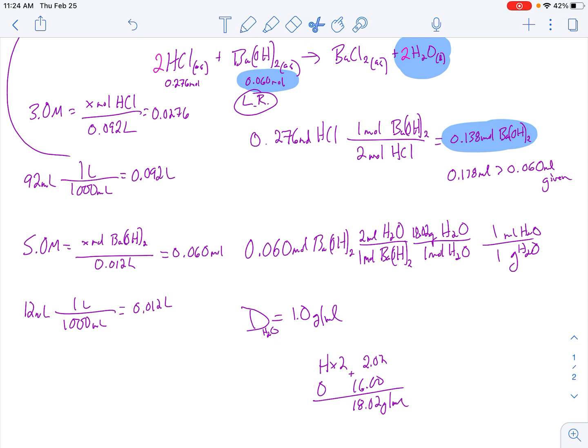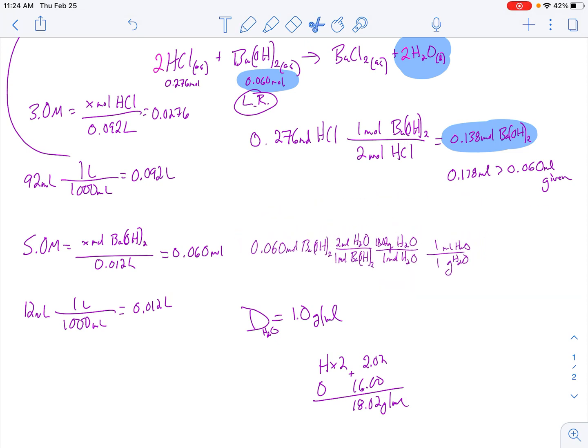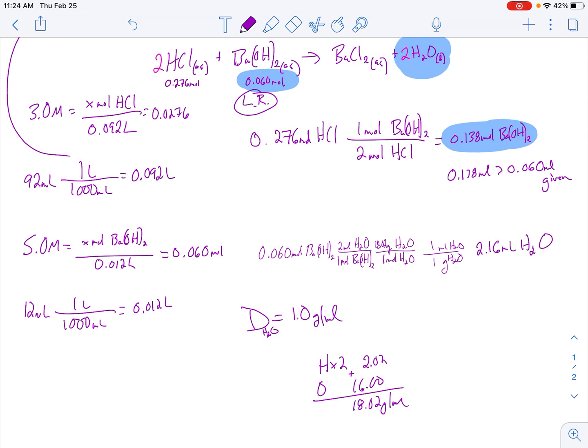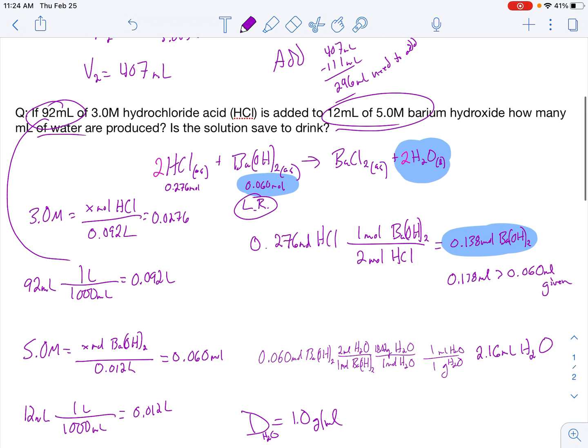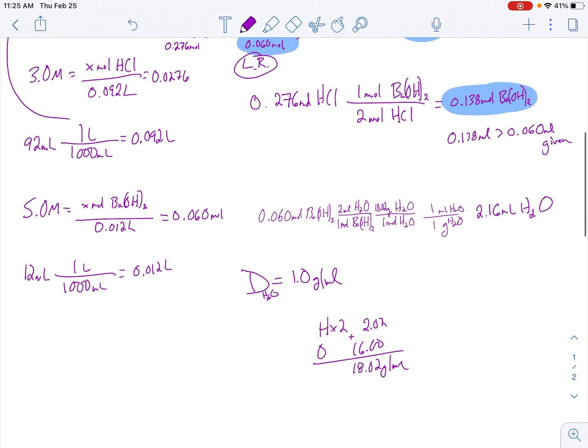So if I do all that work, this is probably why I wanted to move this before, we'll have to make it a little bit smaller. I can now calculate how many milliliters of H2O I have. This comes out to be 2.16 milliliters of H2O. Now let's take a look at our sig figs. With my limiting reactant being this one right here, I have 2 sig figs multiple times. So I'm going to have 2.2 milliliters of water being produced.